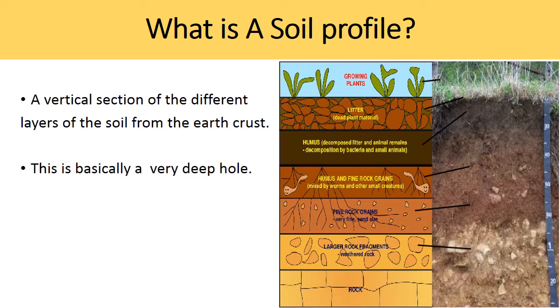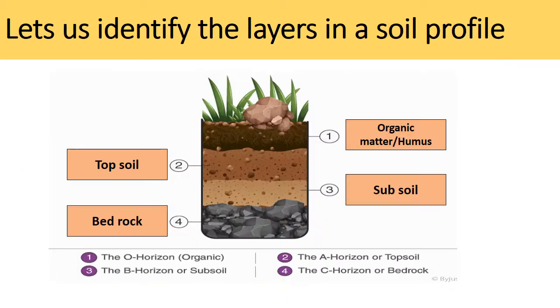It is basically a very deep hole. So what is the definition of a soil profile? It is the vertical section of the different layers of the soil from the earth crust. So children, let us identify the different layers in a soil profile. As I told you, a soil profile is the vertical section of the different layers of the soil from the earth crust. Basically there are three different layers: the topsoil, the subsoil and the bedrock.